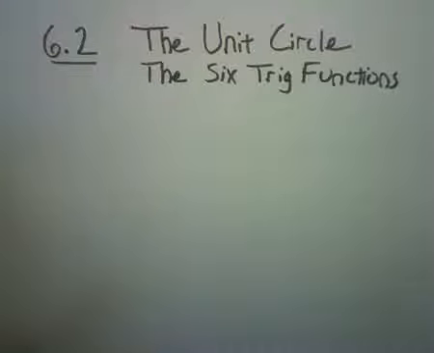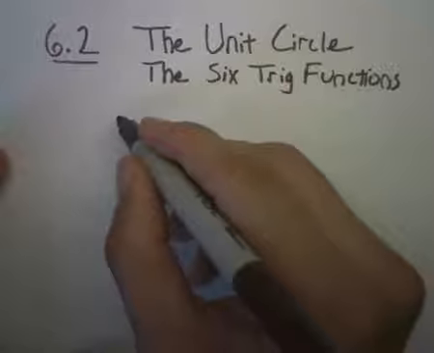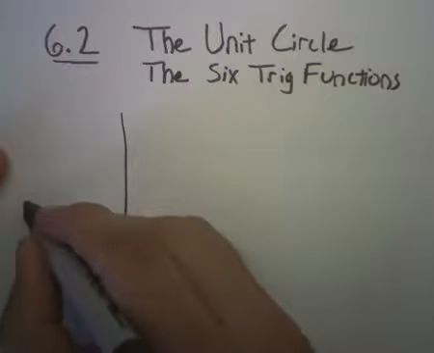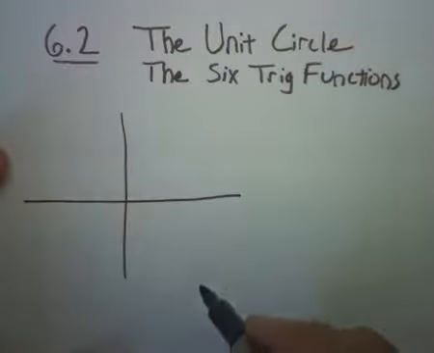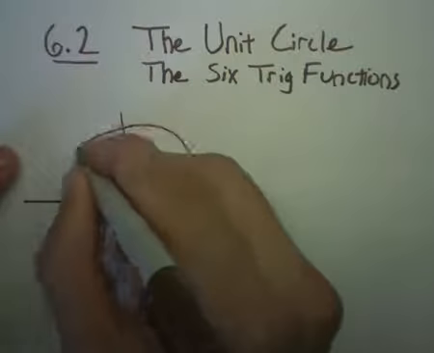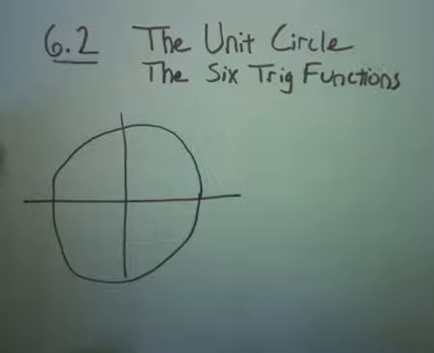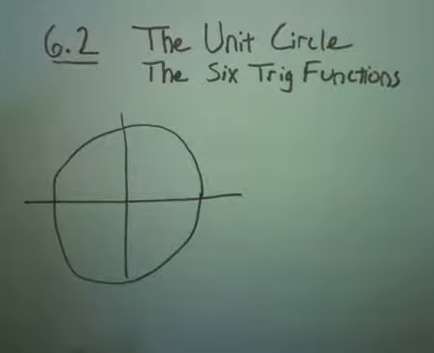So in 6.1, we looked at circles in general. And in 6.2, we're going to look at specifically what's called the unit circle. So the unit circle is a circle centered at the origin. So it has location in space, and it has a radius. Pretend that's a circle. It has a radius of exactly 1 unit, whatever units you're measuring in.